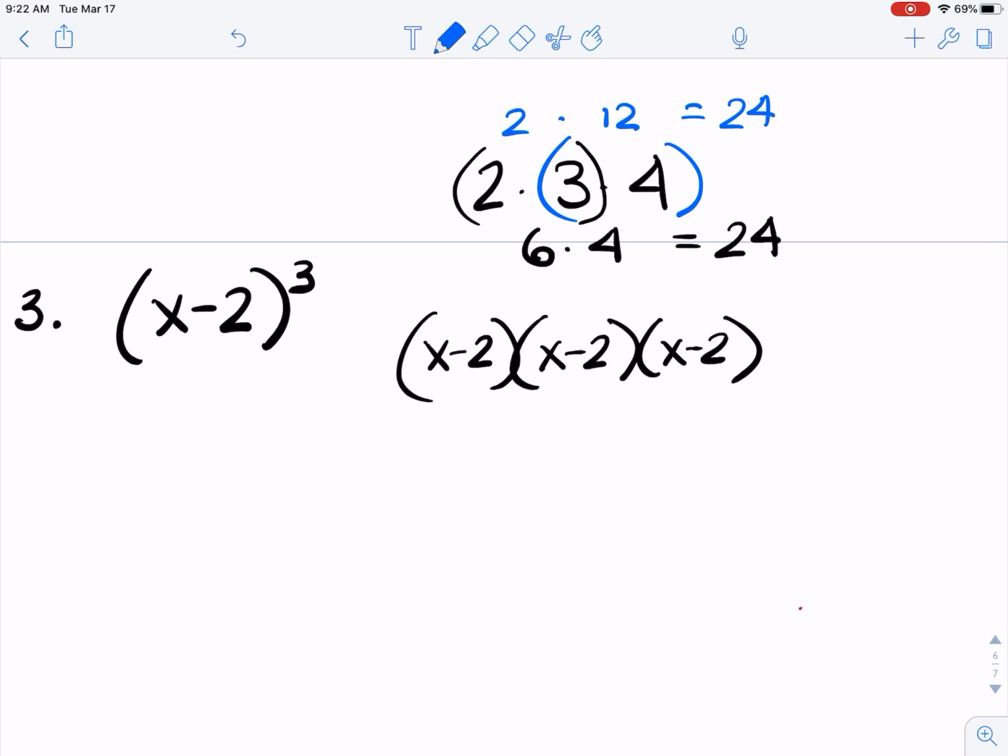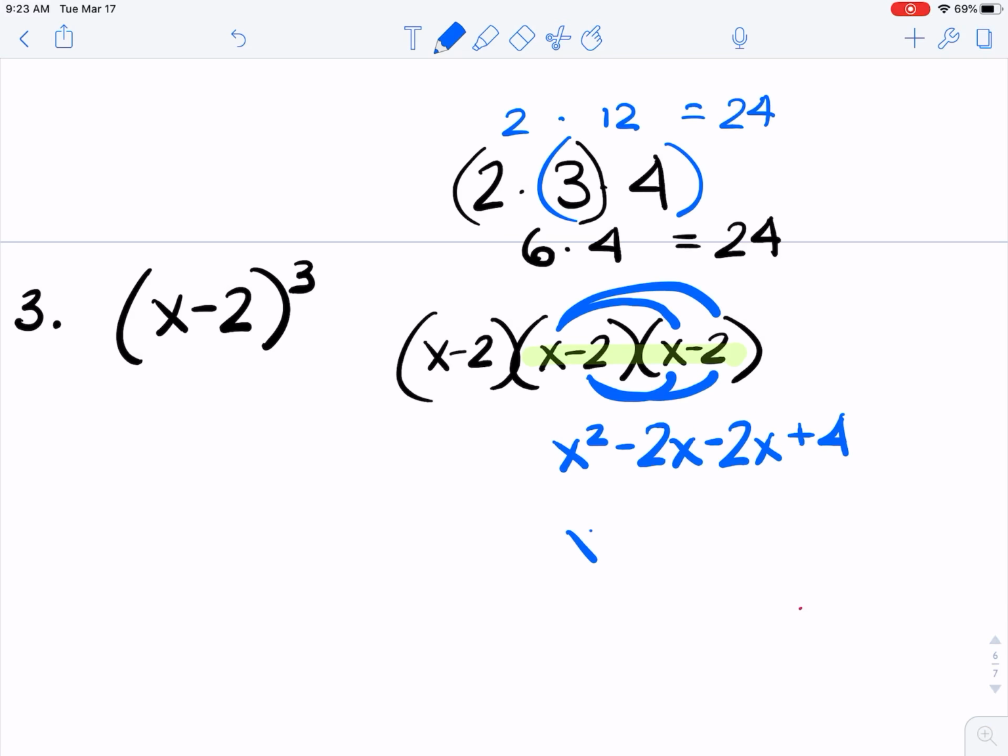For this problem, I am going to multiply these 2 first, just personal choice, and I'm going to FOIL. So x times x gives me x squared. X times negative 2 is negative 2x. Negative 2 times x, once again, is negative 2x. Negative 2 times negative 2 is positive 4. When I clean that up and combine my like terms, I have x squared minus 4x plus 4.